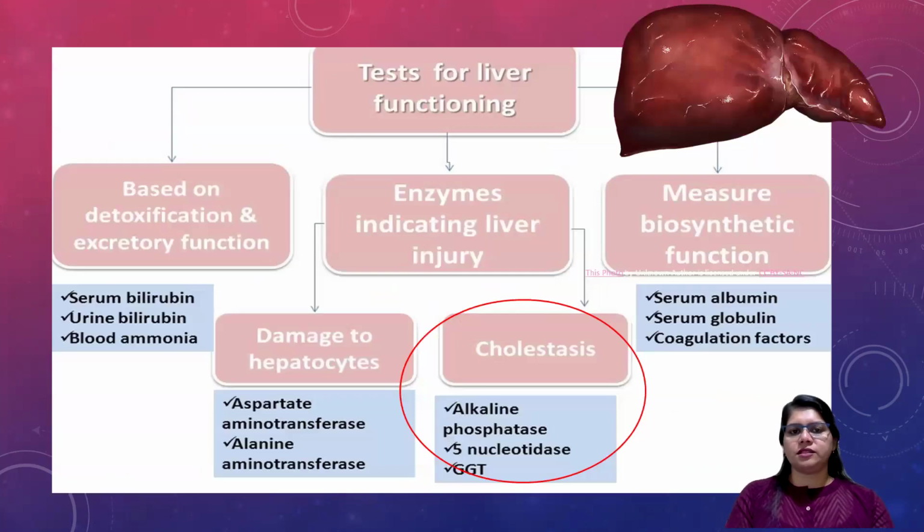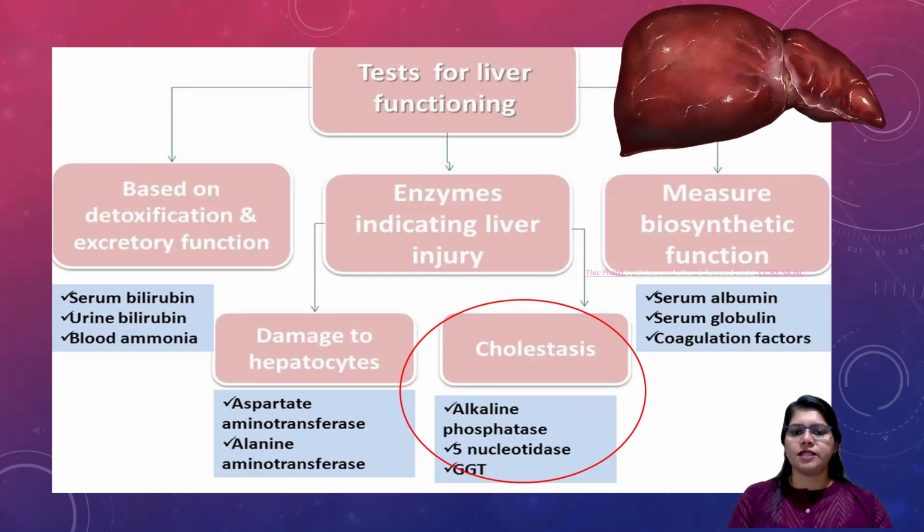Now, let me briefly talk about the tests for liver function. Based on the detoxification and excretory function of the liver, we will understand it by checking the serum bilirubin, urine bilirubin, and blood ammonia. Usually in normal kidneys and normal liver function, urine bilirubin should be absent. What are the other functions? The biosynthetic function can be checked by measuring the serum albumin, serum globulin, and coagulation factors.